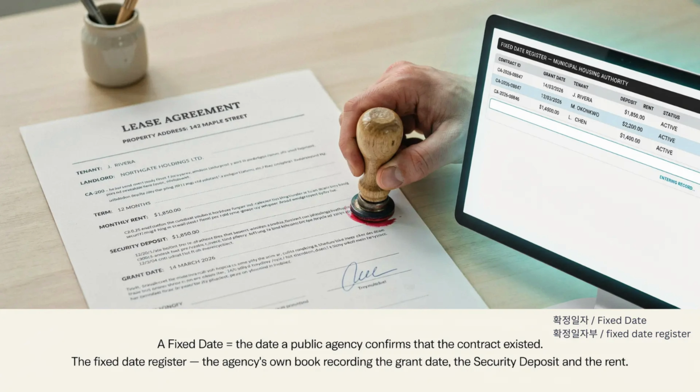A fixed date is a date. It is a public agency confirming that the contract existed on that day. It does not certify that the contents of the contract are fair. What the agency does is write the grant date, the deposit, and the rent into its own book, the fixed date register. So the terms of the contract on that day also remain on the agency's side.